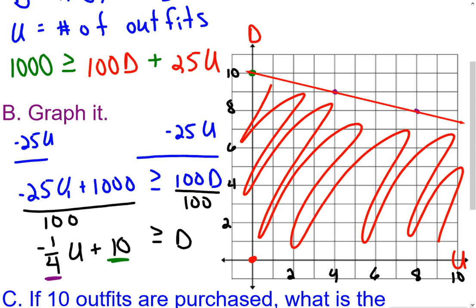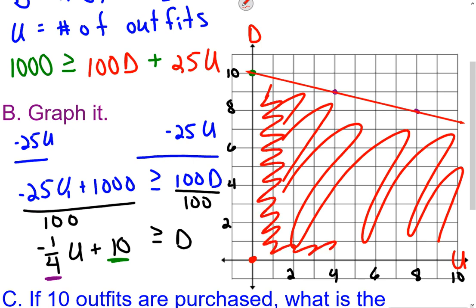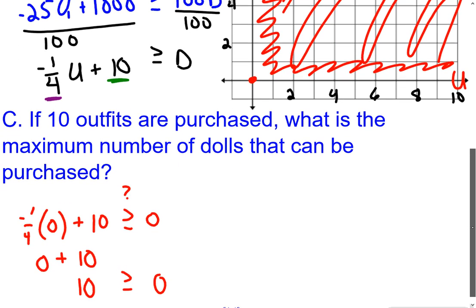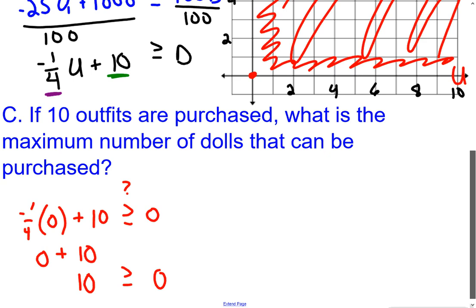a negative. So really, I'm going to tweak this a little bit because I don't think it would make sense to go out there for the problem that we're working on. The inequality graph would have been fine there, but for our situation, we can't buy negative numbers of dolls or outfits. So anything in that shaded region would be a possibility for the number of dolls and the number of outfits to purchase. Which then brings me to this question: if 10 outfits are purchased, what is the maximum number of dolls that can be purchased?